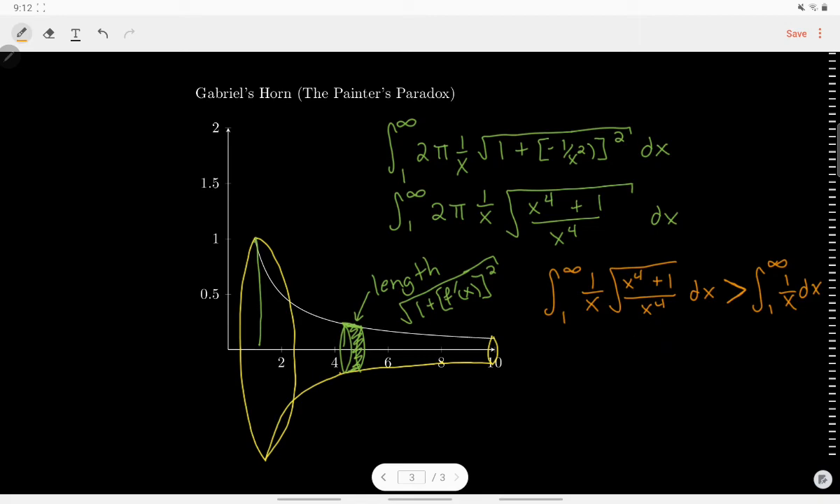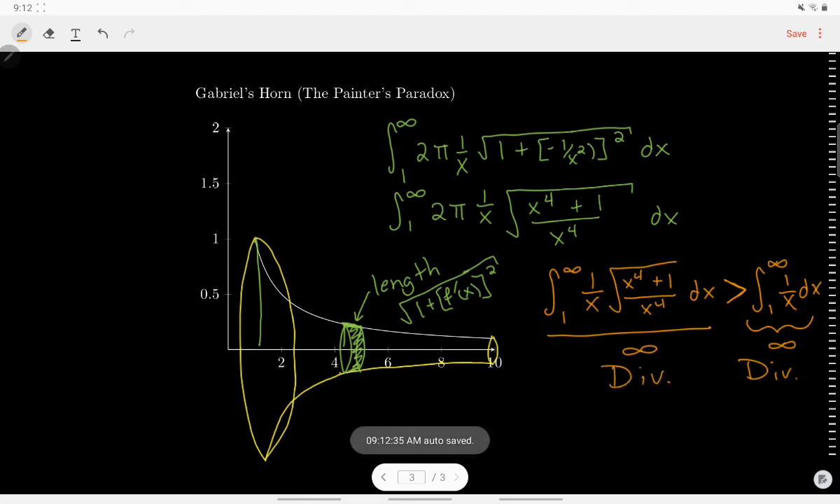Okay? But wait, we already know something about this integral. That's that very first integral we did. We know that this heads off to infinity, that it diverges. That means if this integral is even bigger, it has to go to infinity. It can't stop at a number because it's bigger than something that already went off to infinity. So it diverges. So here's our paradox.